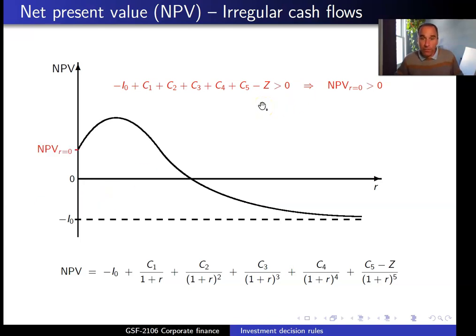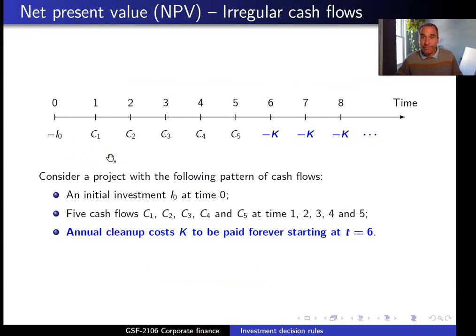If the sum of all cash flows is greater than 0, then the graph of the net present value of a project with cleanup costs will look like this. Here's an example, and that's the example you see in the problems I gave you for the quiz. There's an initial investment made at time 0, 5 cash flows at times 1, 2, 3, 4, 5, and then there's going to be an annual cleanup cost to be paid forever beginning at time 6.